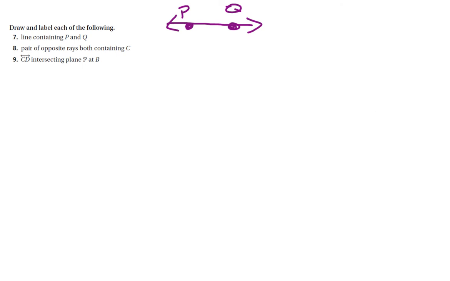Alright, pair of opposite rays both containing C. Okay, so here's C. Opposite rays means it needs to make a line, which means one ray has to go out this way, the other ray has to go out this way. We also could have put on our purple line. If we just called this C, then we would have had the same thing. PCQ.